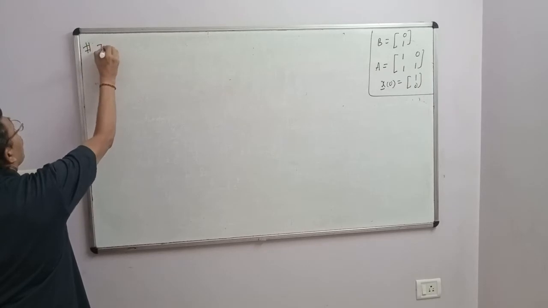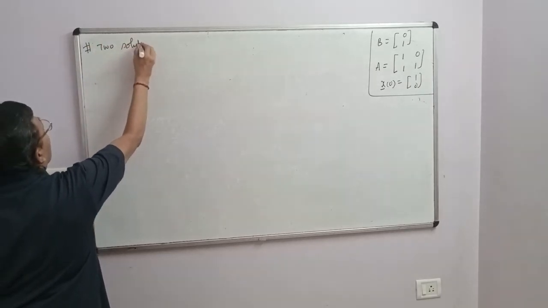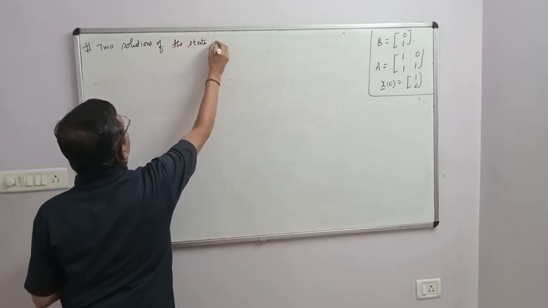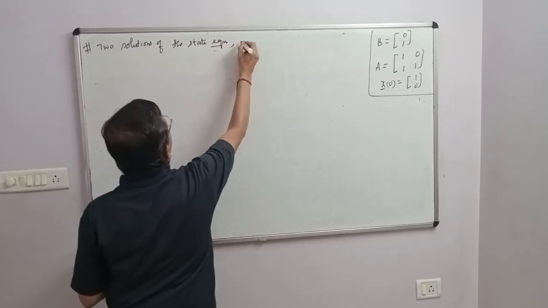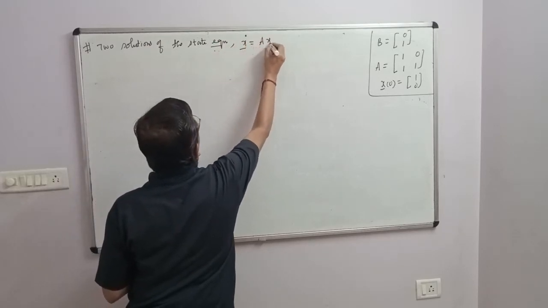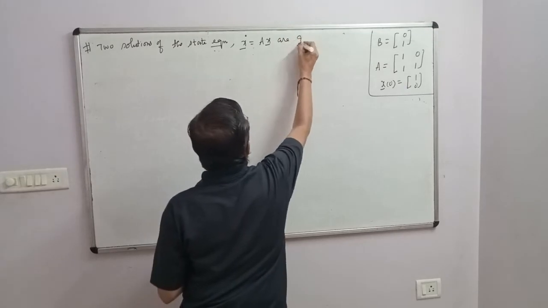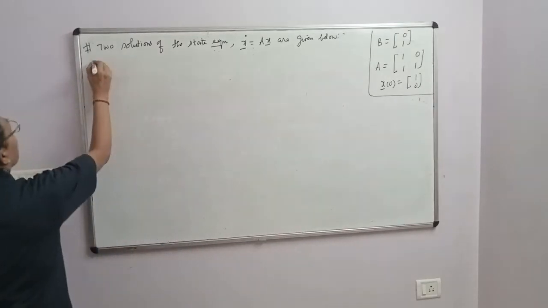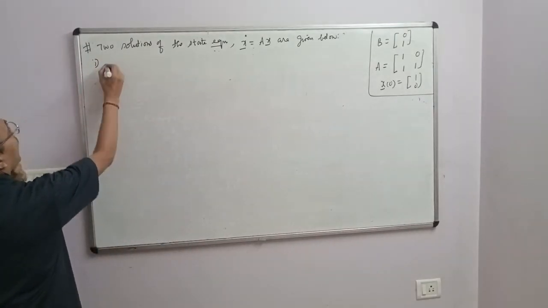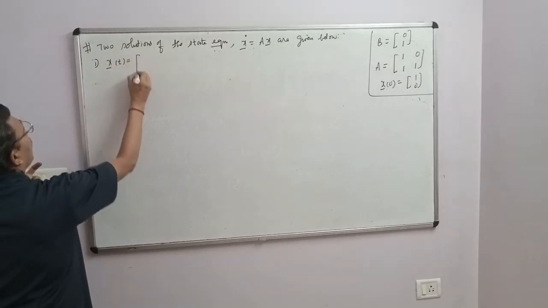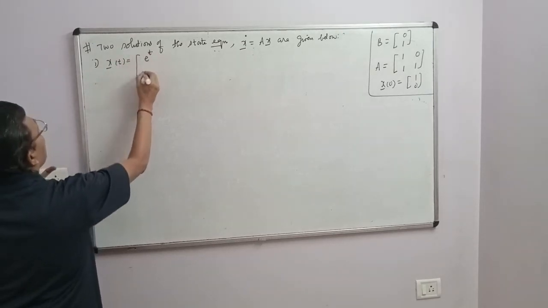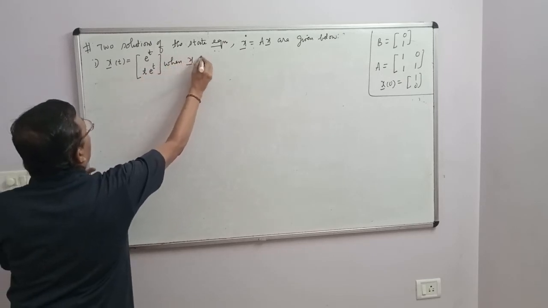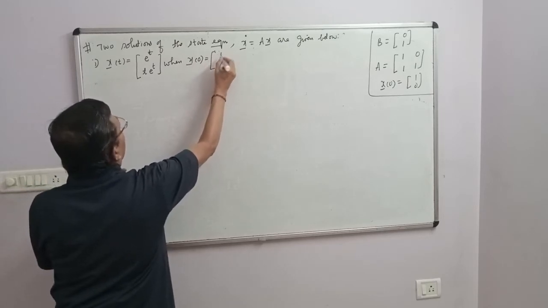Next problem. Two solutions of the state equation x bar dot is equal to ax bar are given below. First one, x bar of t is equal to e to the power t, t e to the power t, when x bar of 0 is equal to 1, 0.